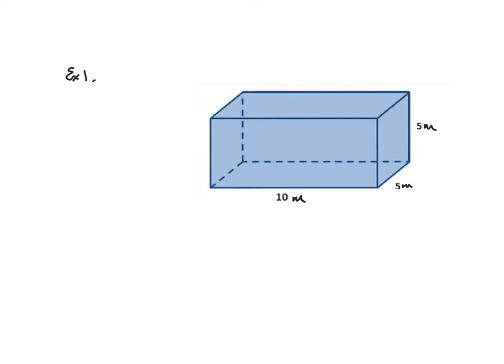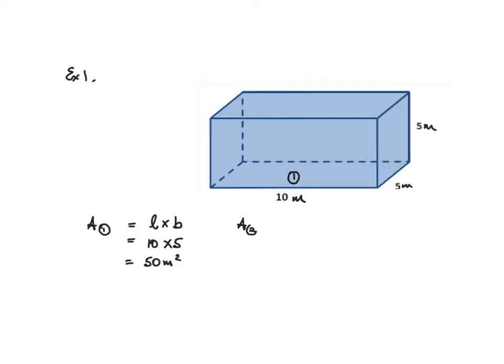So here's an example. We want to work out the surface area of this cuboid. We could label some of the faces. Well, that would be face 1, the bottom. So area of 1 is length times breadth. So that'll be 10 times 5. That's 50 metres squared.